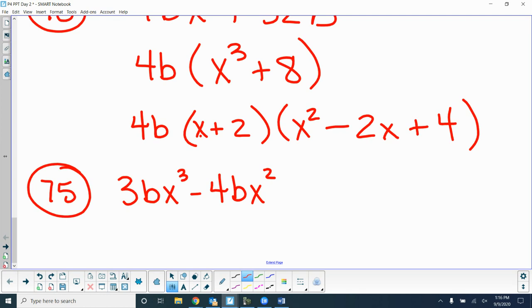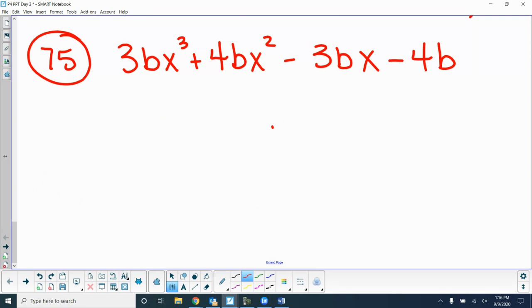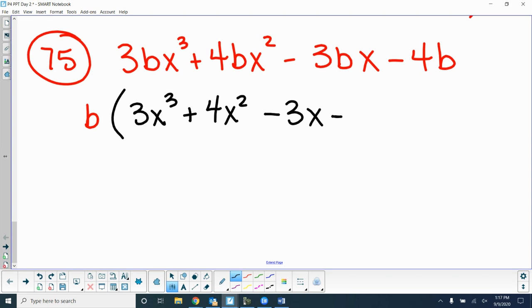Plus 4bx minus 3bx minus 4b. Is there a GCF, a greatest common factor? Yeah. You gotta pull that out. So it looks like that.